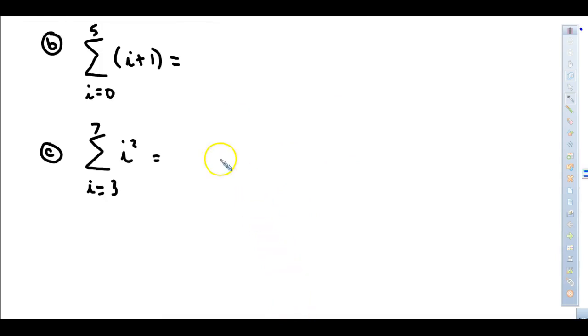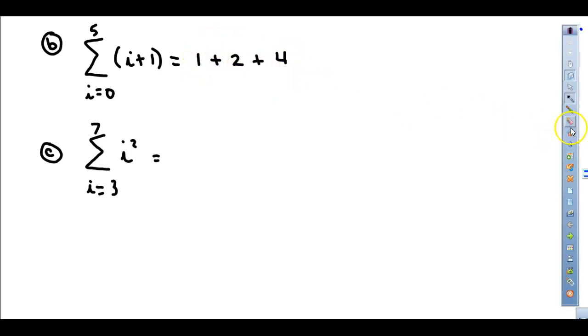All right. Now look at this one. This one says that i is going to start at 0. It's going to go to 5. So what we do is we put 0 in the place of i. 0 plus 1 is 1. Now we're going to put 1 in the place of i. 1 plus 1 is 2. Then we're going to put in the next number, 2, in the place of i.